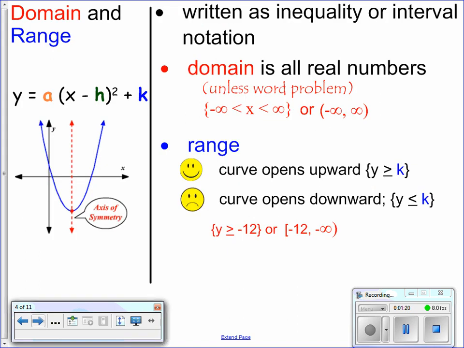The domain and range can be written as an inequality or in interval notation. The domain is all real numbers unless it's a word problem with constraints. For range, if the curve opens upward, y is greater than k. If it opens downward, y is less than k.